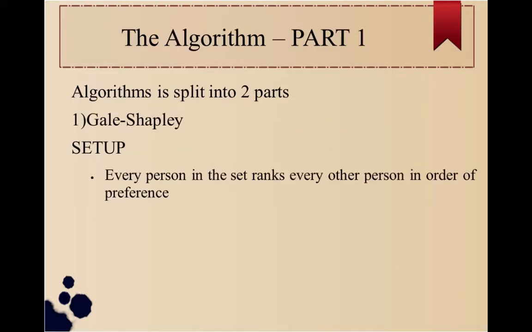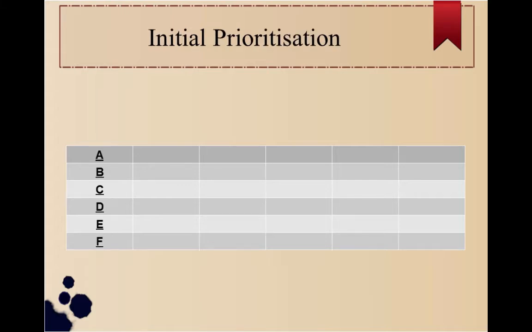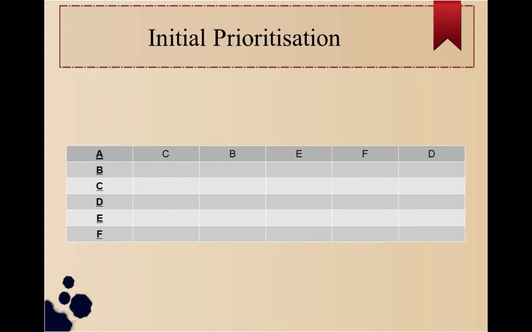So the stable matching algorithm is split up into two parts. The first takes the form of the Gale-Shapley algorithm, and to set it up, you've got to get every person in the set to rank every other person in the set in order of their preference. Here you can see the group we're going to be matching: Alex, Bob, Chris, David, Evan, and Frank. Now obviously for the ease of this tutorial, we're going to swap all of their names out for their initials. So first we start by getting A to rank everyone else in the set by order of preference, and then we do the same for B, C, D, E, and F, getting them to also put the rest of the list in order of their preference.